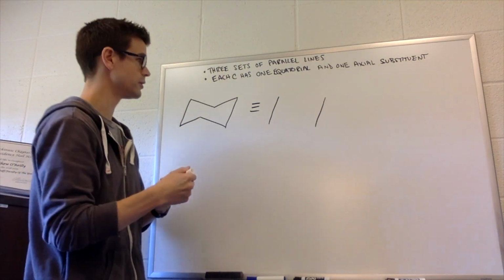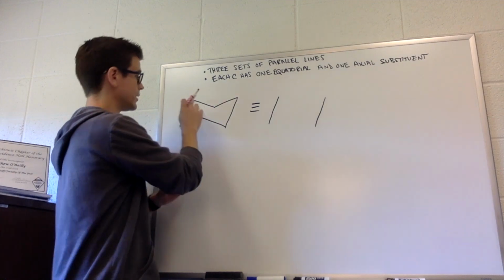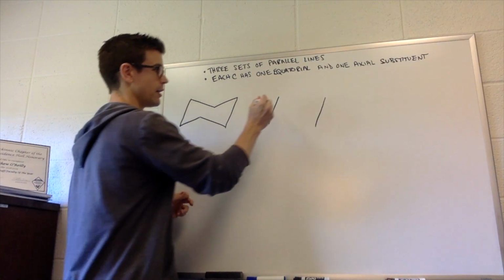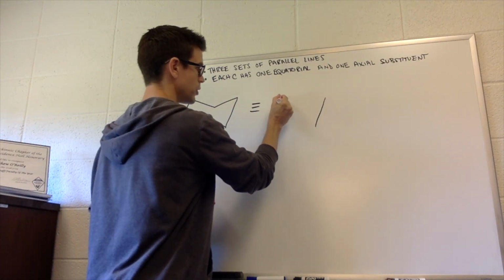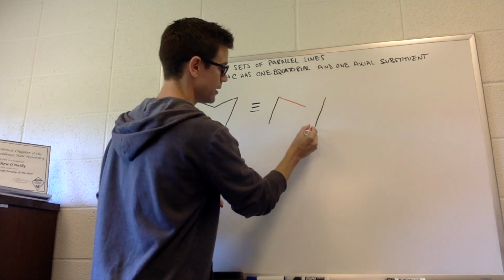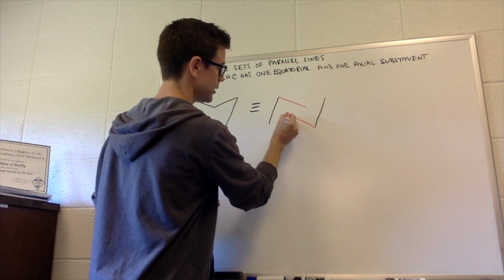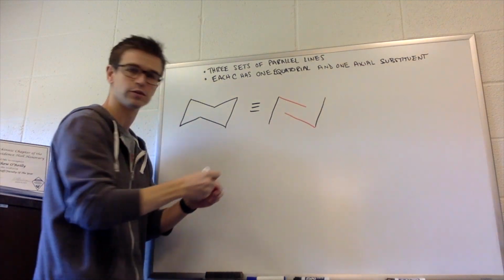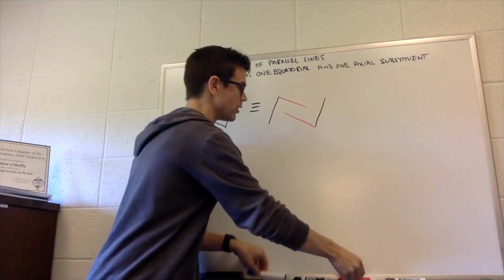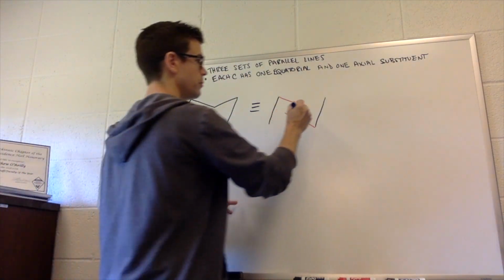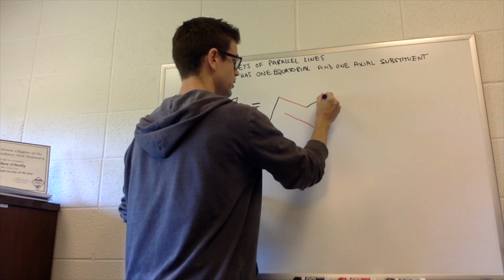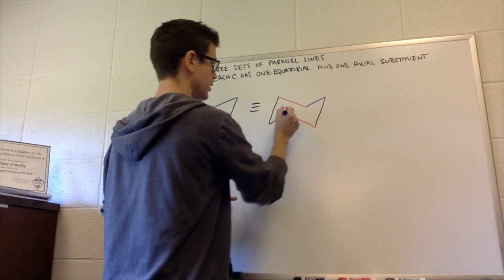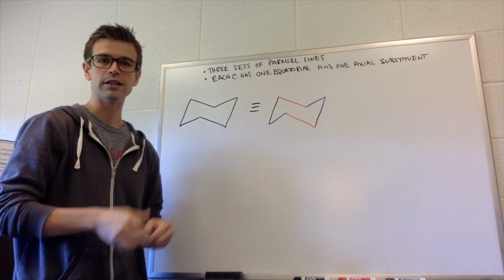Now we'll switch colors. So this line here should be parallel to that line. So we'll draw that and this. And they should be roughly the same length as well. So we've got two sets of parallel lines, and then the third parallel line is going to be here and here. So that's a pretty good chair structure.